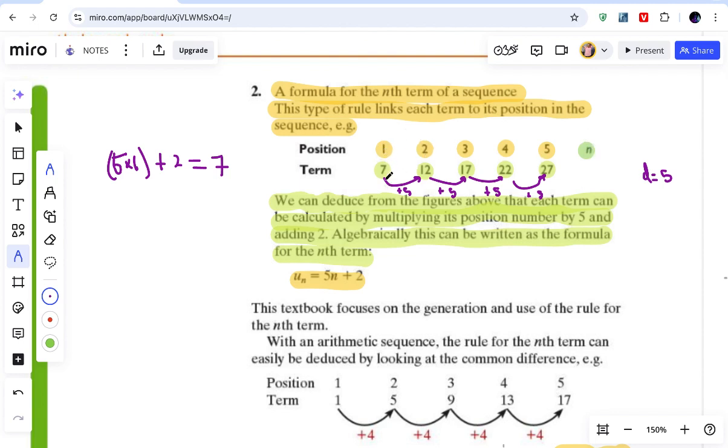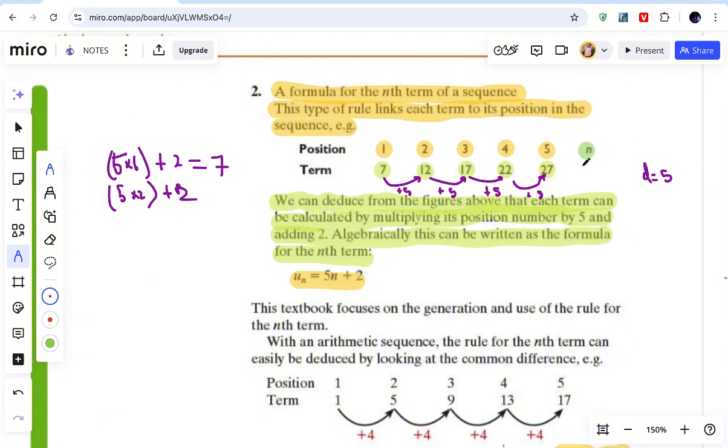The first one is to help you know how to do the n term. The second one will give you the same thing. 5 times 2, you get 10, right? But if you add 2, you'll get 12. So we use the common difference to multiply the position, and then we add 2 to get the term. 5 times 2 is 10, plus 2, we get 12.